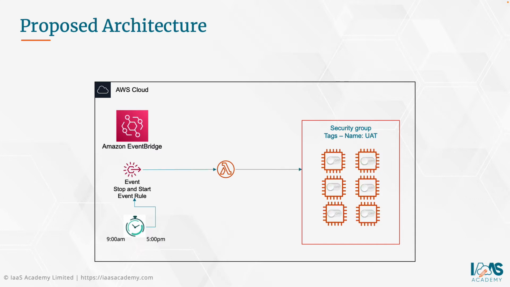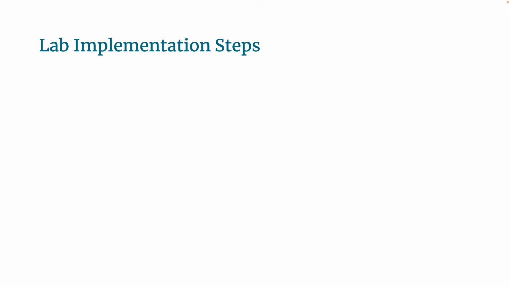We actually have the single Lambda function which carries both capabilities, the ability to start and stop your EC2 instances. And I'll explain this in more detail when we get on into the lab and show you the actual Lambda function code. So let's take a look at the lab implementation steps.